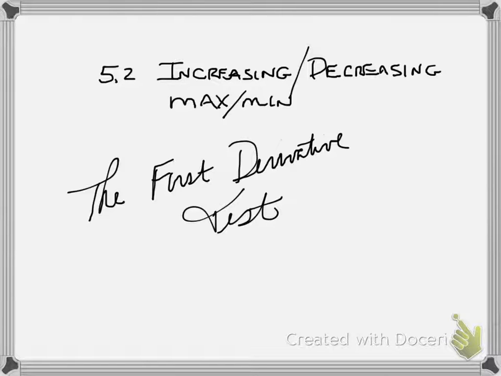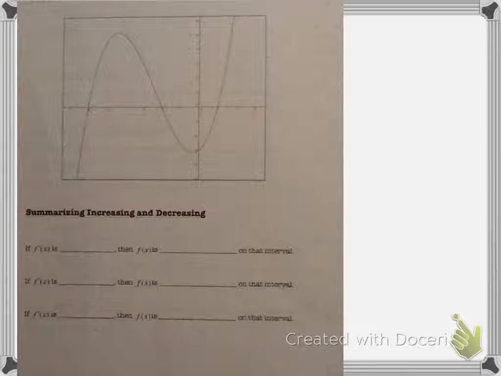So 5.2 takes a look at how we use the first derivative to determine where a function is increasing or decreasing and where it may have maximum or minimum points. So let's take a look at this picture here. Obviously we can see where it has maximum, minimum points, where it's going up and down, but I think what we want to highlight here is really more along the lines of exactly how would I know? How would I know that this is going to happen?